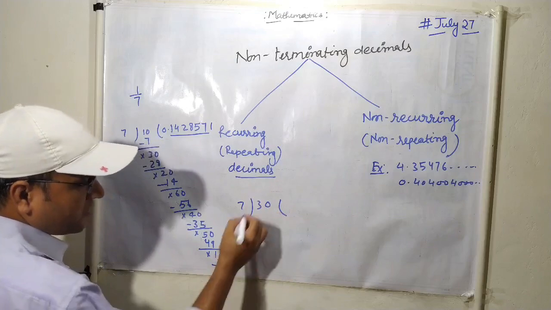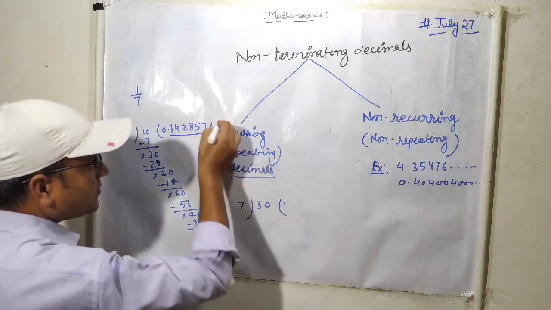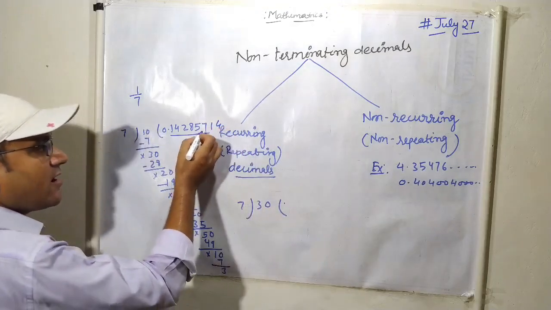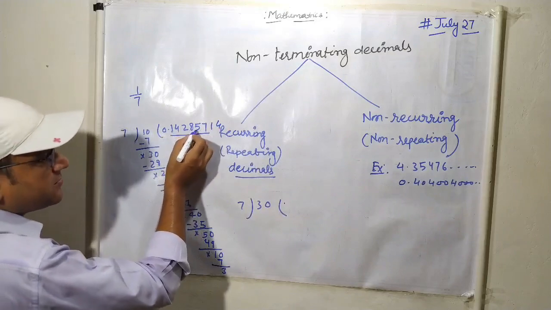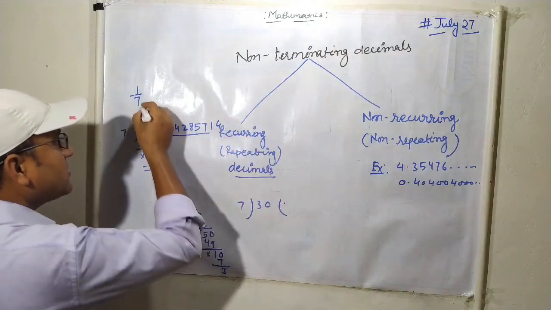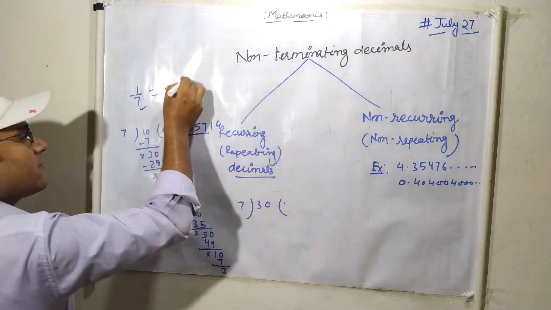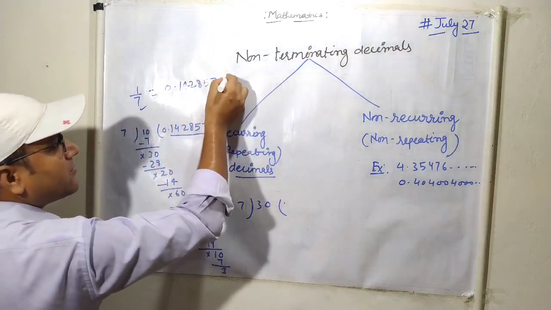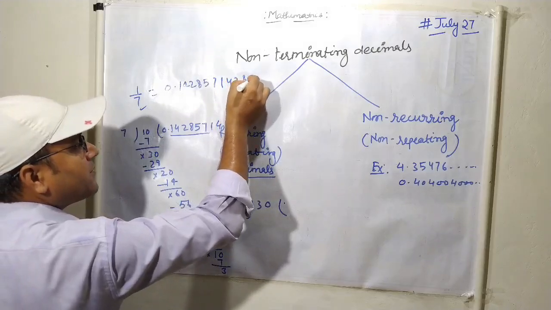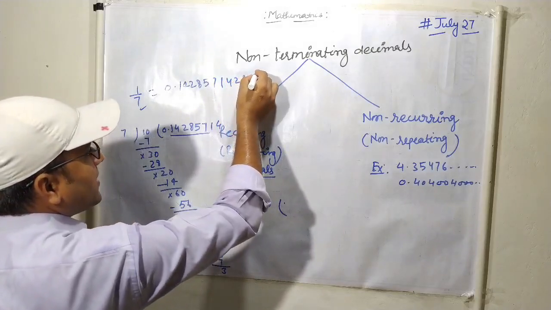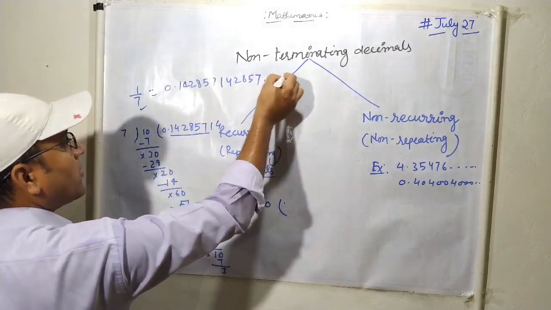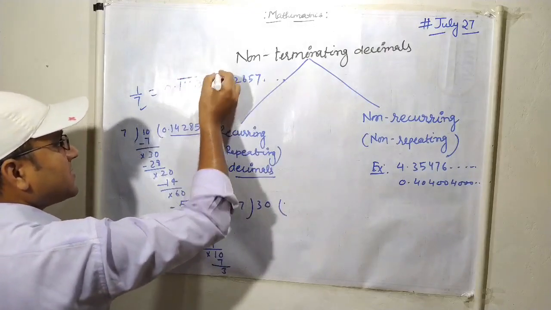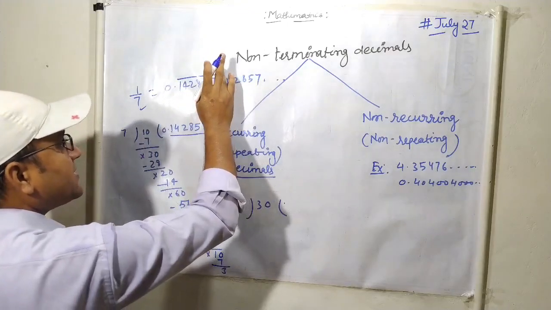3 is remaining here, so I am going to divide it here. 4. So you see this one. After 6 terms, it is repeated. So you will get 0.142857, and then after it is going to be repeated, 142857. Okay, and so on. So after 6 steps, this is going to be repeated.